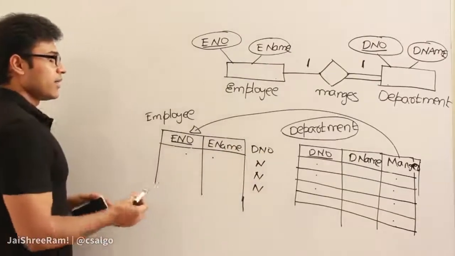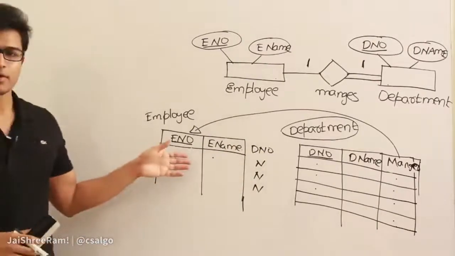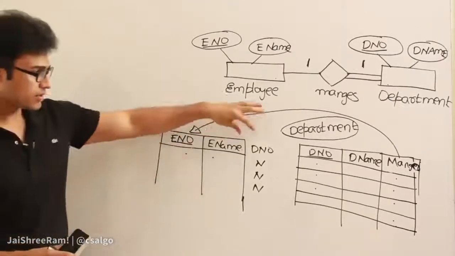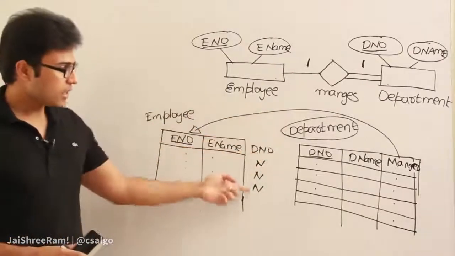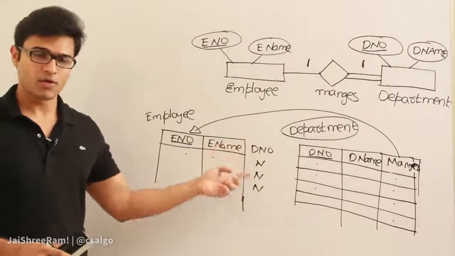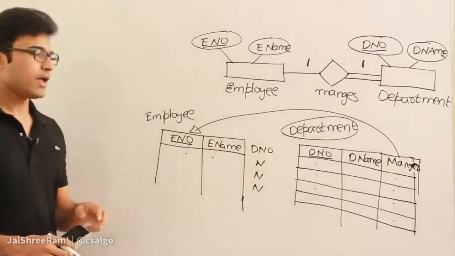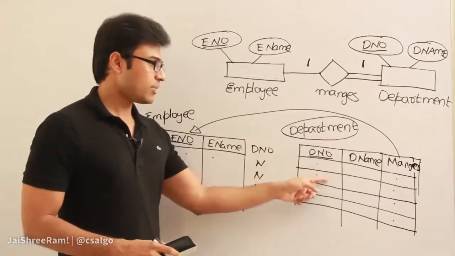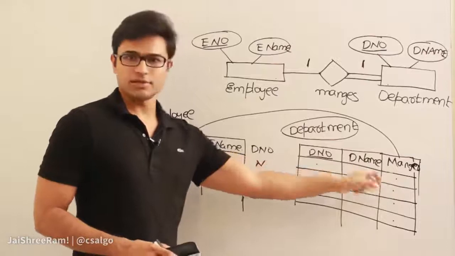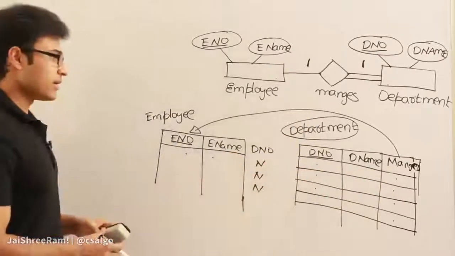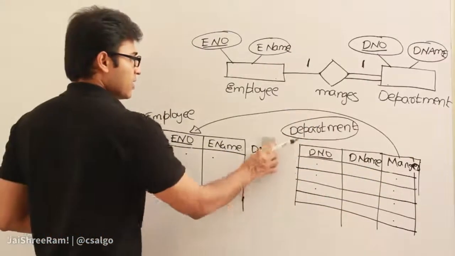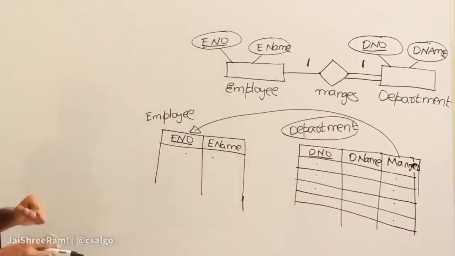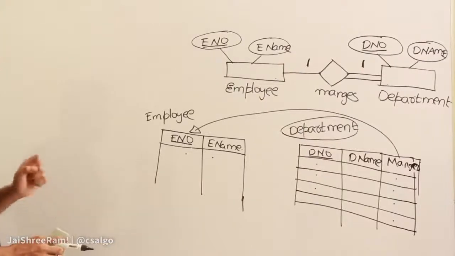Let us assume that the number of departments is 2 and the number of employees is 100. Then if I include the department number here, 98 entries will be null. Only 2 entries will contain the department. On the other side, these 2 departments will have the actual values here, right? Therefore, it is better that you always have it on the side where the participation is total. Got it?